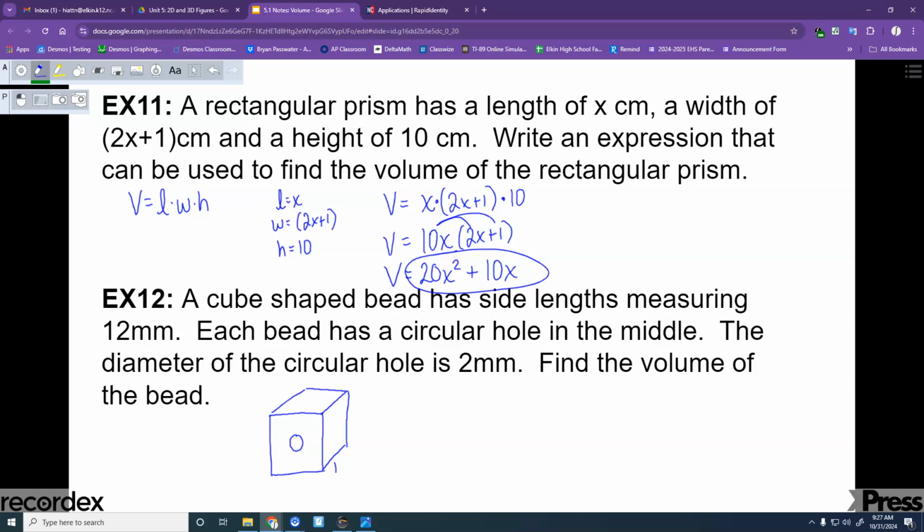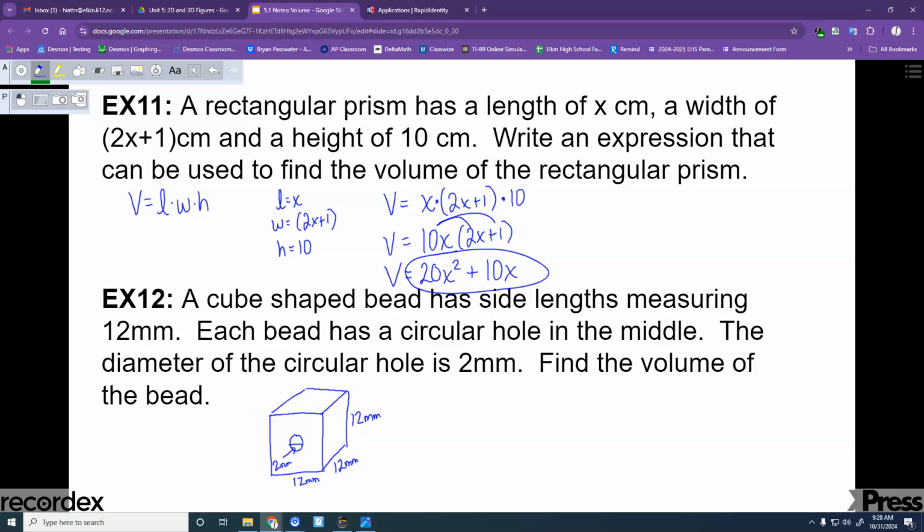So, this side is 12. This is 12. This is 12. Our diameter here is 2 millimeters. So what should we do here? Okay, so we have a cube. That's very easy to find the volume of, right? Just length times width times height, or you can just do 12 cubed, right? So we can find that very easily.